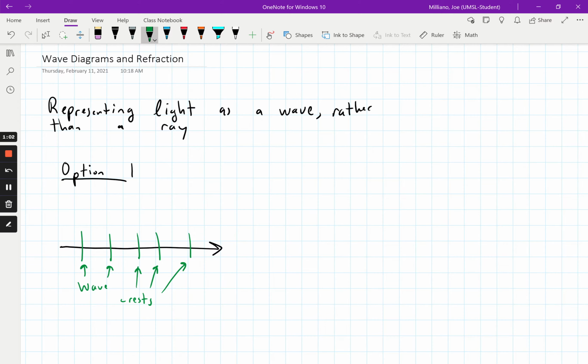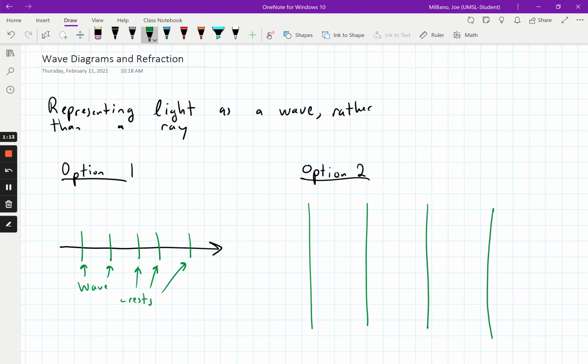The other option is that we can draw the wave crests really big. So we can draw our wave crests like this. And then we can draw the directions those wave crests are moving as little chevrons or arrows on those wave crests. So these are our wave crests. So these are two ways to represent wave or light when we care about the wave nature of light.